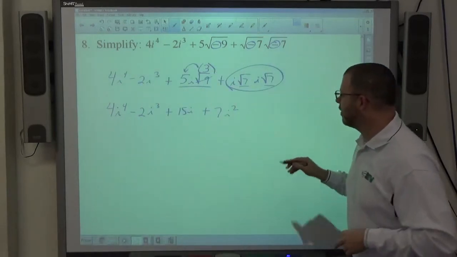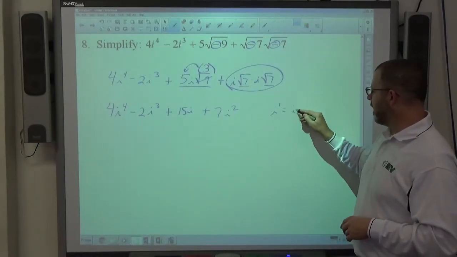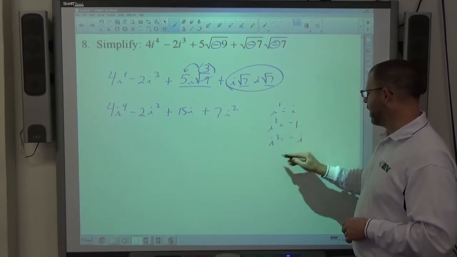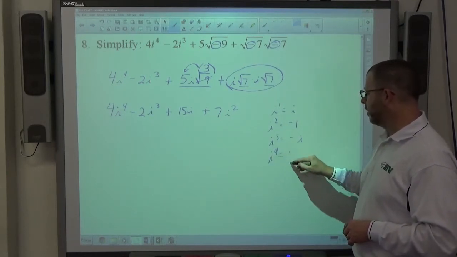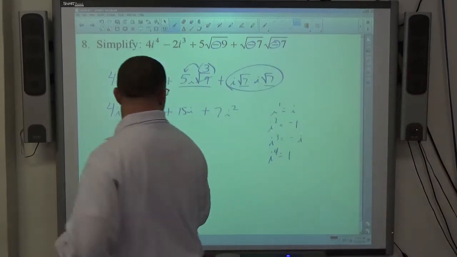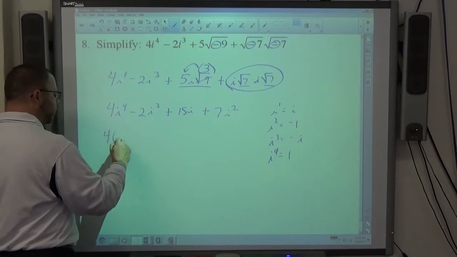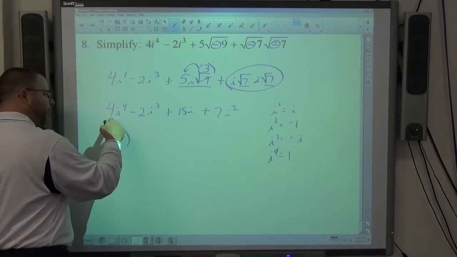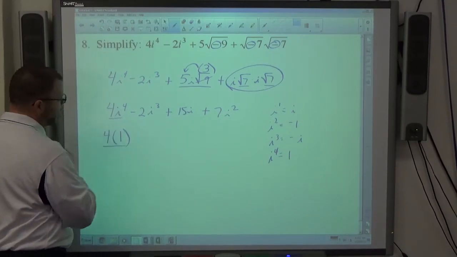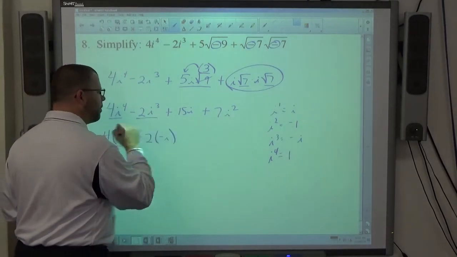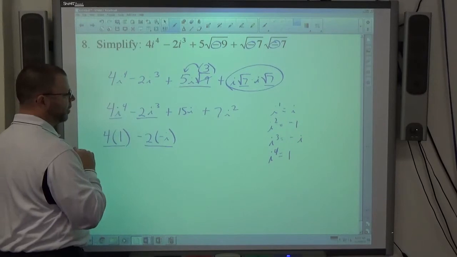worrying about the powers of I. I to the first is I, I squared is negative 1, I cubed is negative I, and I to the fourth is positive 1. And that's all we have over here is those four things. So if we just replace them with what they equal, replace I to the fourth with 1. Again, 4 is being multiplied by I to the fourth, so 4 is being multiplied by its replacement. I cubed is negative I.